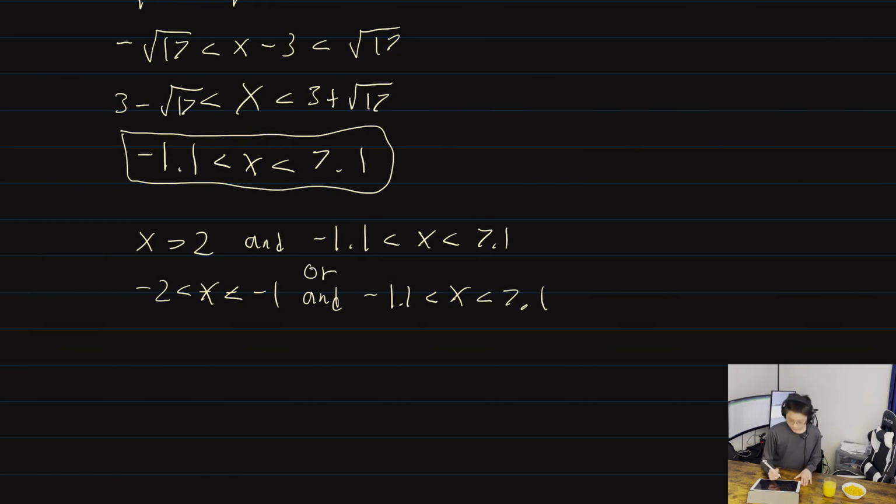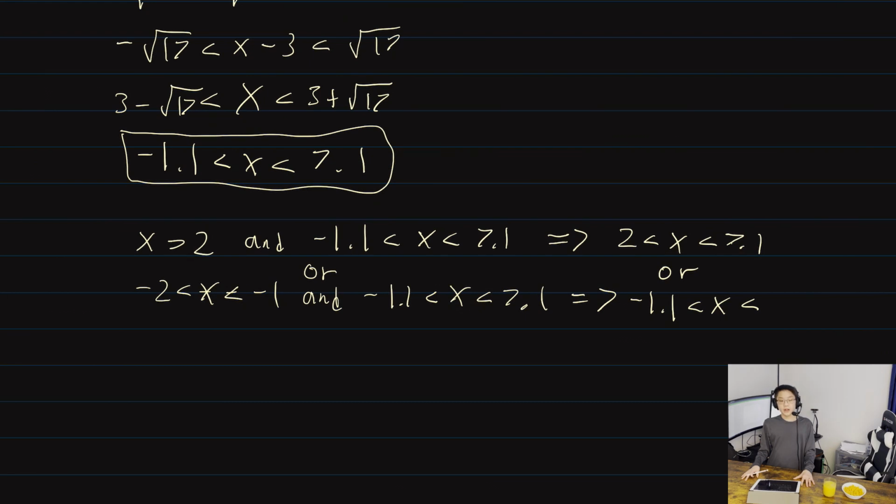And so now, what does this tell us right up here? Well, 2 is a tighter lower bound than negative 1.1, so 2 must be less than x, and x must be less than 7.1. And over here, what does this tell us? Well, this tells us that negative 1.1 is a tighter lower bound than negative 2. So let's keep it: negative 1.1 is less than x. But negative 1 is a tighter upper bound than 7.1. So negative 1.